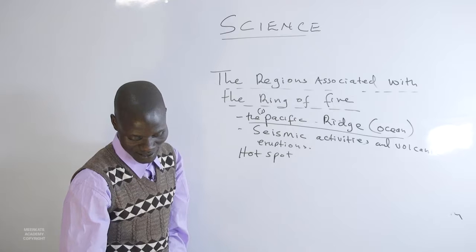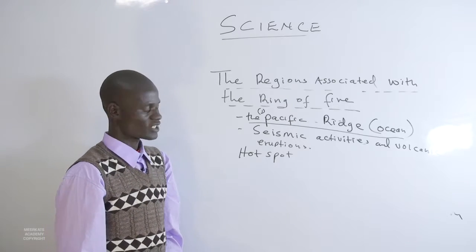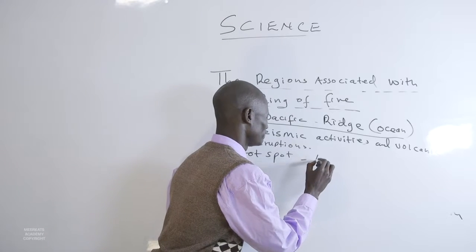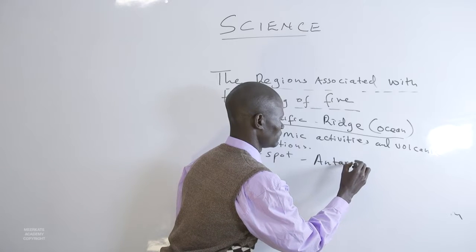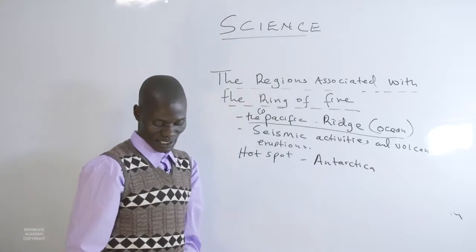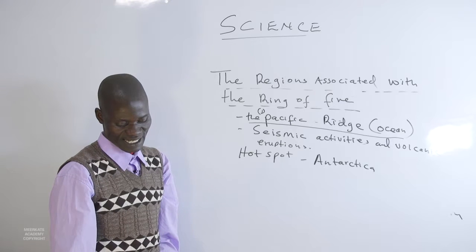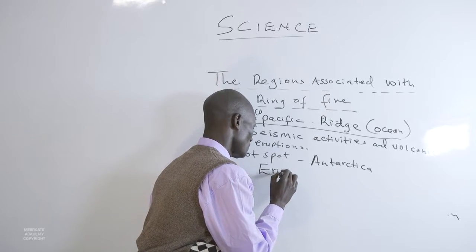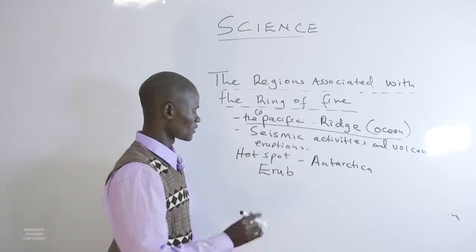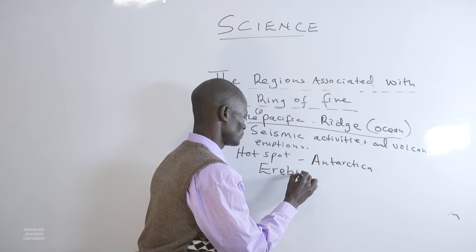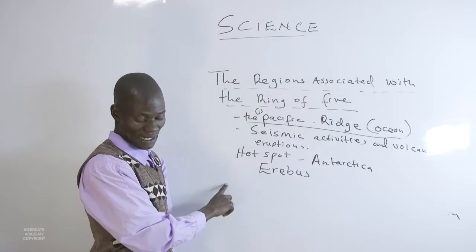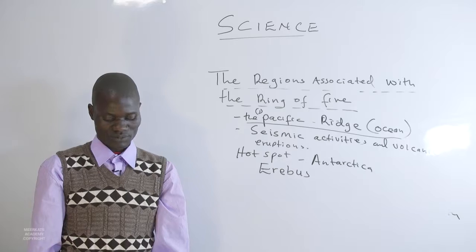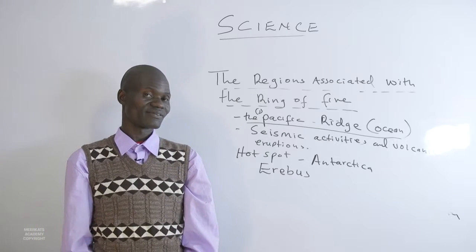Some of the hotspots that are found in Antarctica. The hotspot that is found in Antarctica is the Erebus. It is called the Erebus. It has also become an active spot where there is constant eruption since it was discovered.